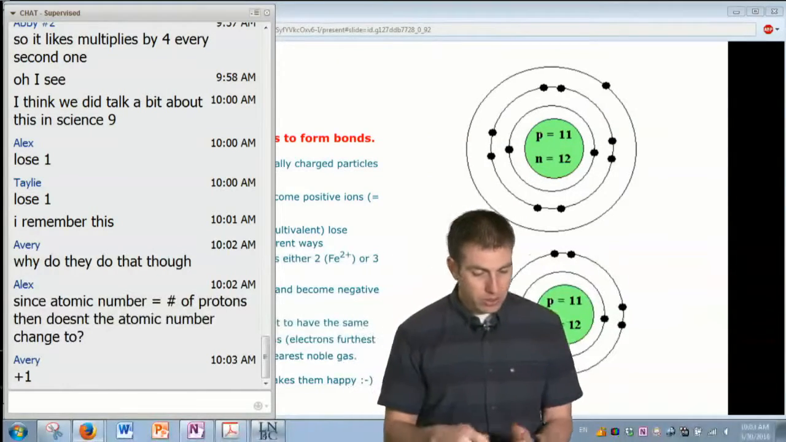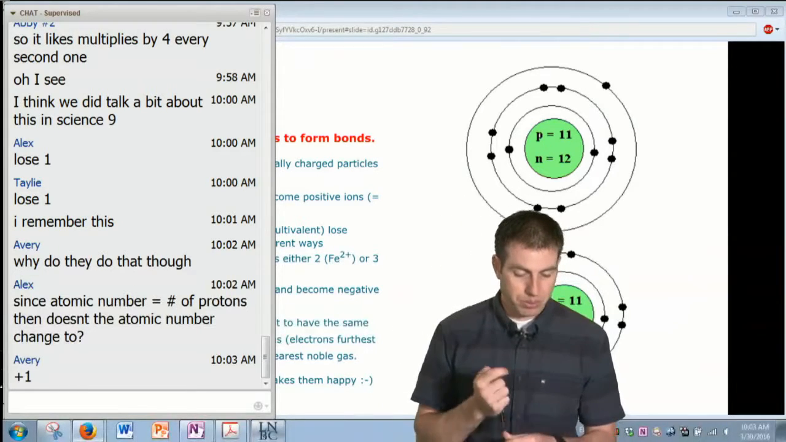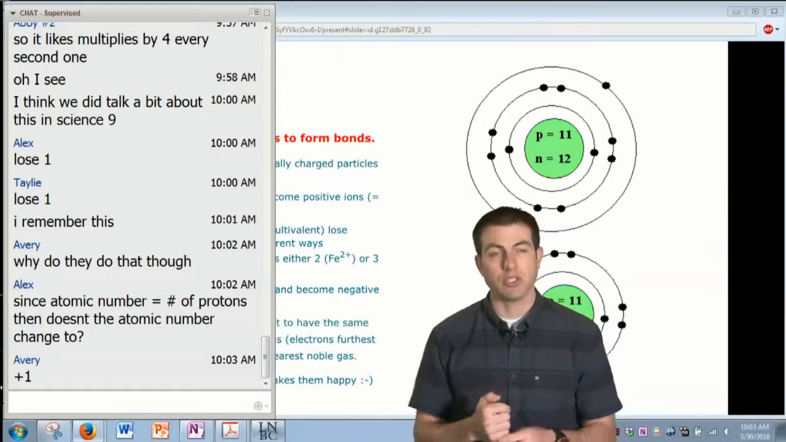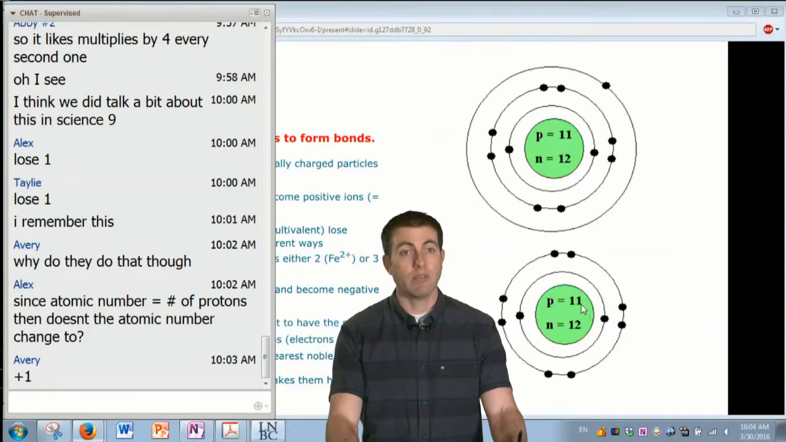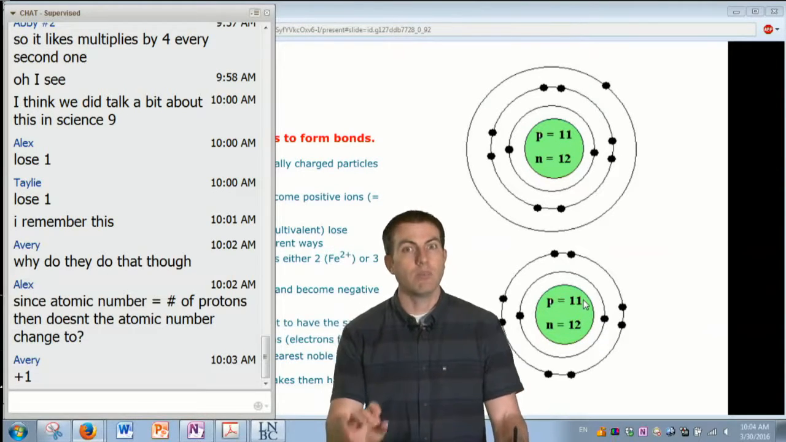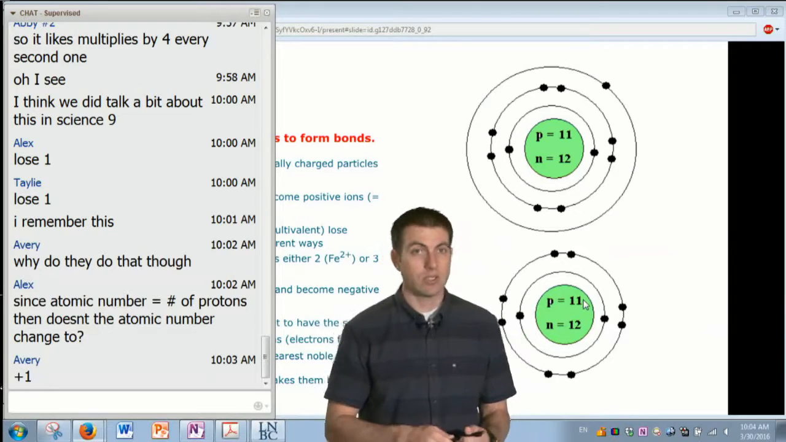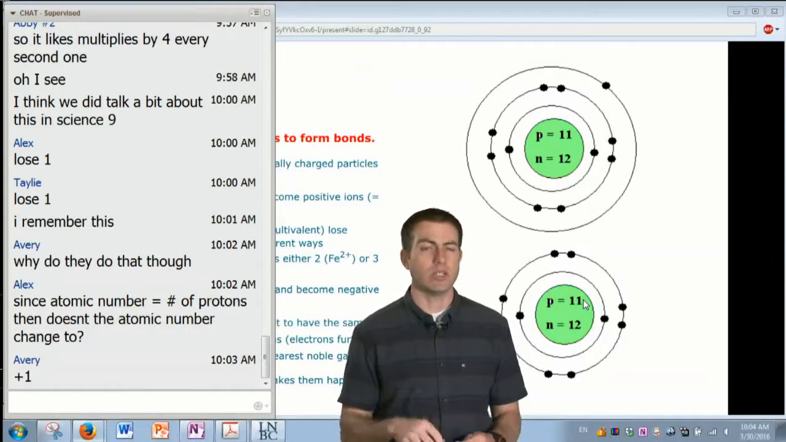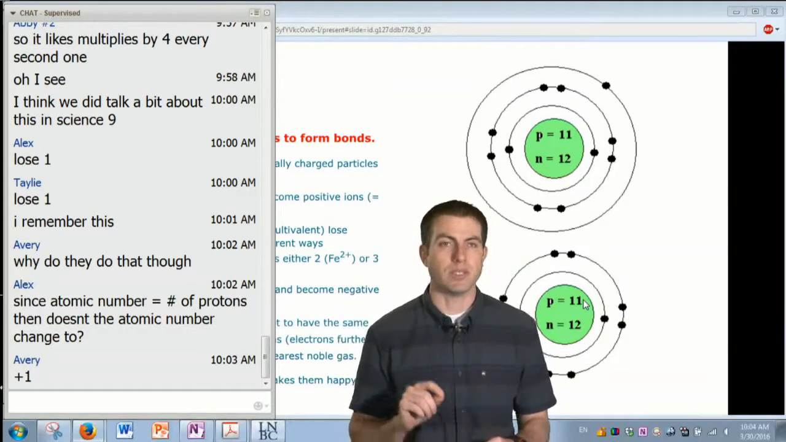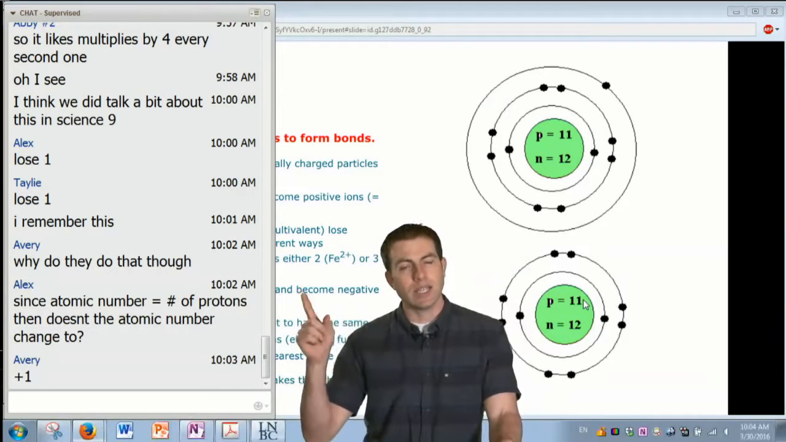So Alex, you asked a great question. Since atomic number equals number of protons, doesn't the atomic number change too? Well, if you look up above here, we have 11 protons, and down here we have 11 protons. So the number of protons did not change. If it had changed, you would be completely right, Alex. You would change the element, and the atomic number would change. But we haven't changed the number of protons. It stayed the exact same, it stayed as 11. The only thing we're changing is the electrons.